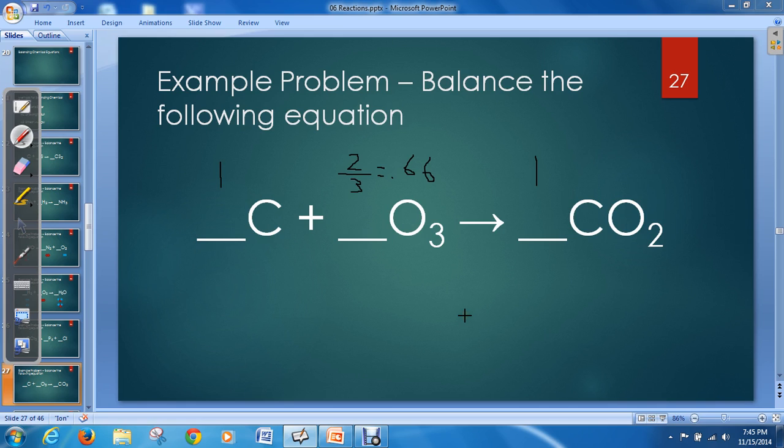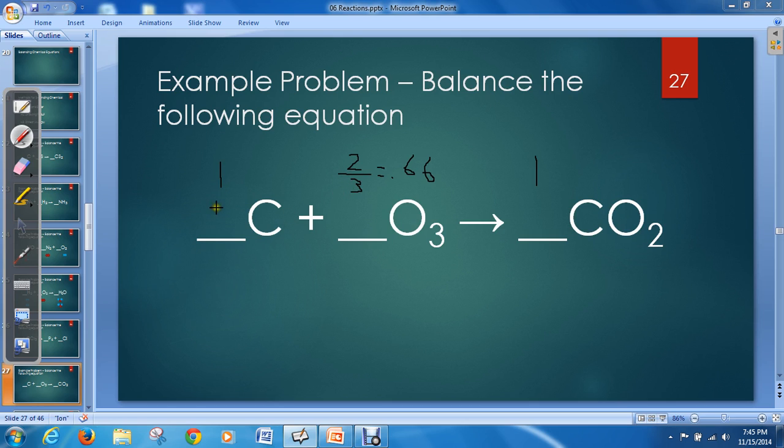But again, we can't use those fractions because it doesn't make sense to have 0.66 of a molecule, right? So now we need to times them all by something that will turn it into a real equation that makes sense and has whole numbers. So what do I need to times 2/3 by to get a whole number? Well, it's going to be 3, right? I want to get rid of this 3, so I'm going to times it by 3.